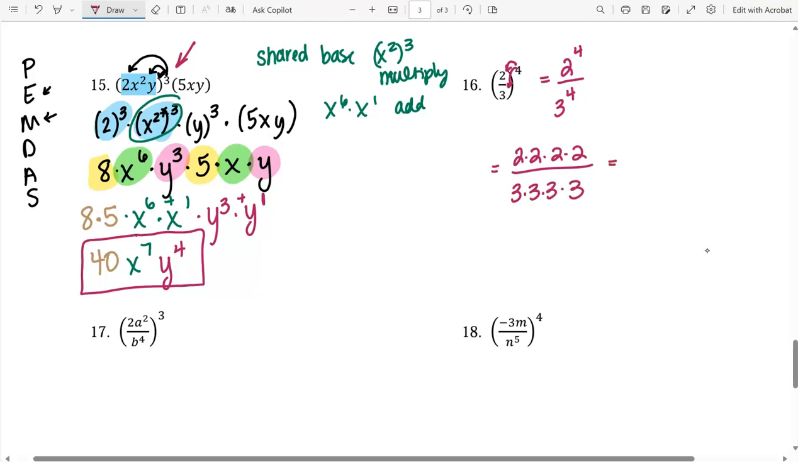2 times 2 is 4. 2 times 2 is 4. So across the top, I have 16. On bottom, 3 times 3 is 9. The other 3 times 3 is 9, leaving me with 81. Good.